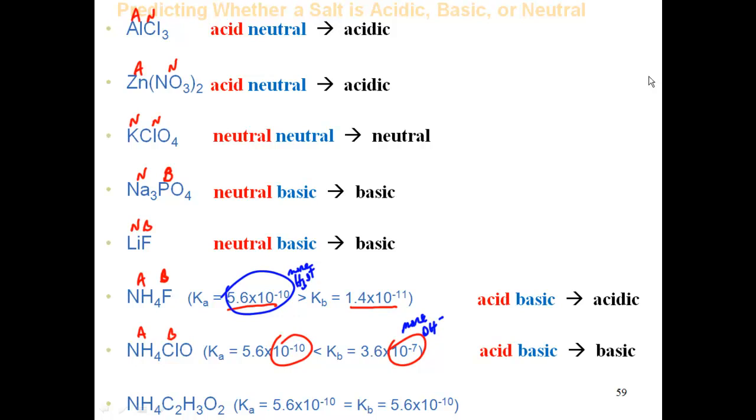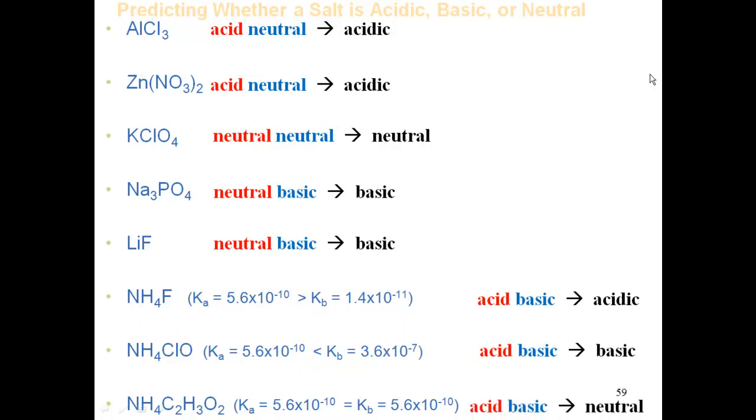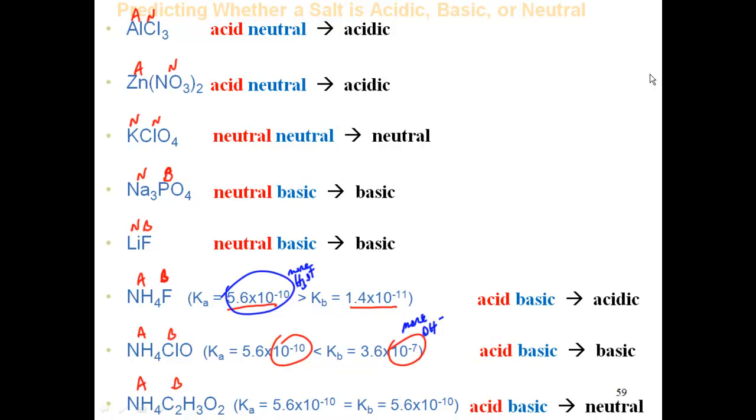What about ammonium acetate? Well, ammonium contributes acidity, acetate basicity. The Ka is 5.6 times 10 to the minus 10. The Kb is 5.6 times 10 to the minus 10. So what do you think is happening here? Yes, they're neutralizing each other out, so it ends up just being a neutral salt. This is the only example I know of where the Ka and Kb are the same.